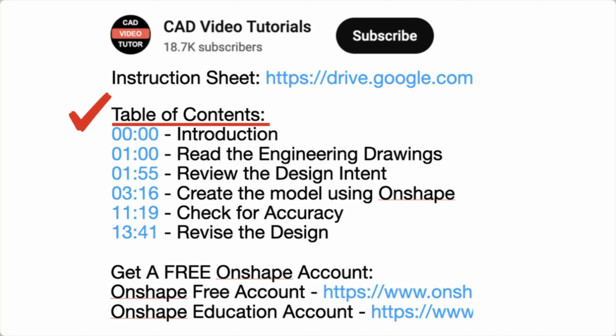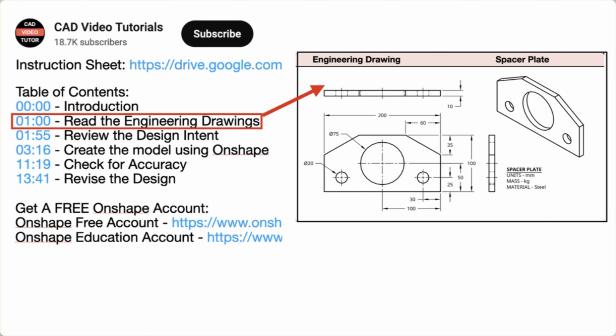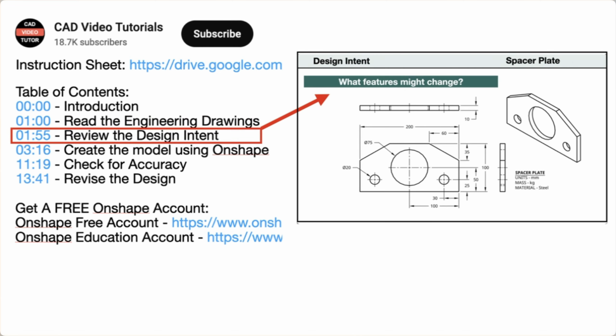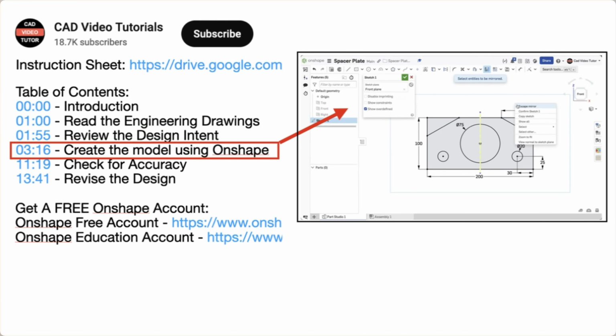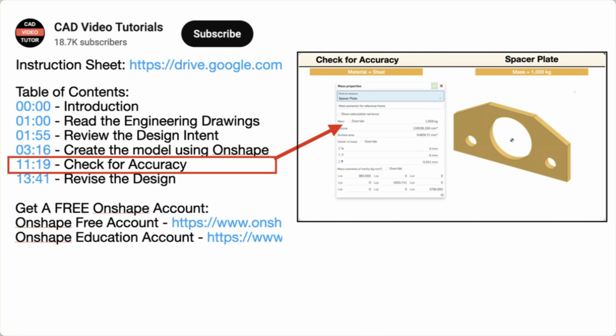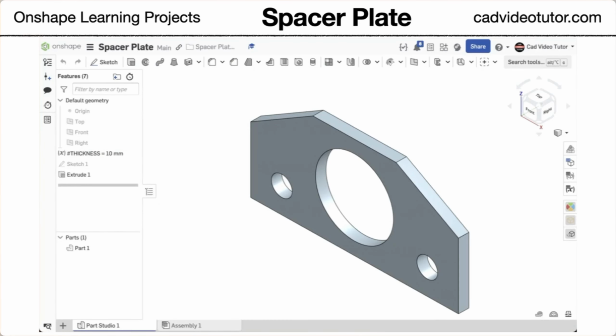The video instruction is organized into 5 segments. In Segment 1, you will read the engineering drawings. Segment 2 will establish the design intent. In Segment 3, you will create the part model using Onshape. Next, you will check the accuracy of your model by checking its mass properties. Last, you will check the design intent by making changes to the model to see if it will update correctly. Now you are ready to open Onshape and get started.